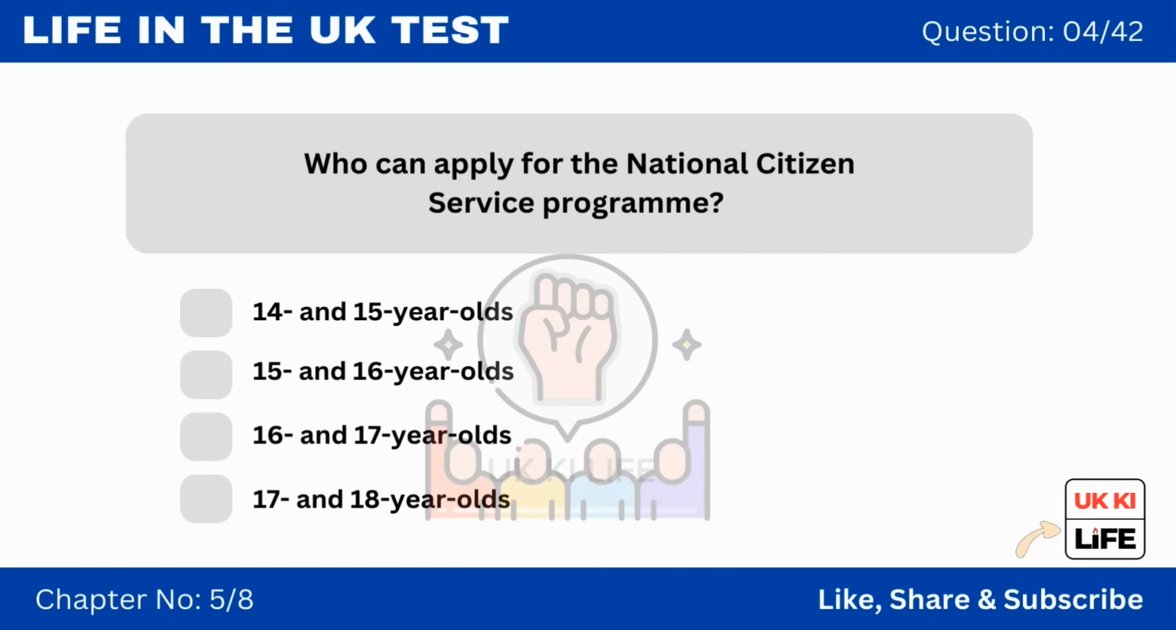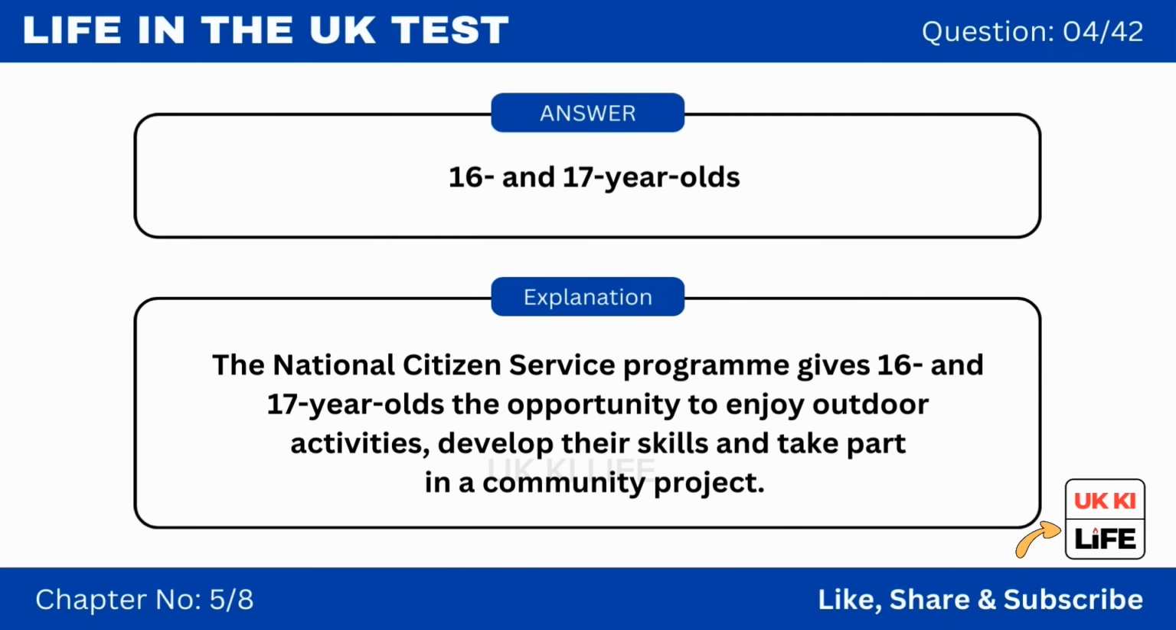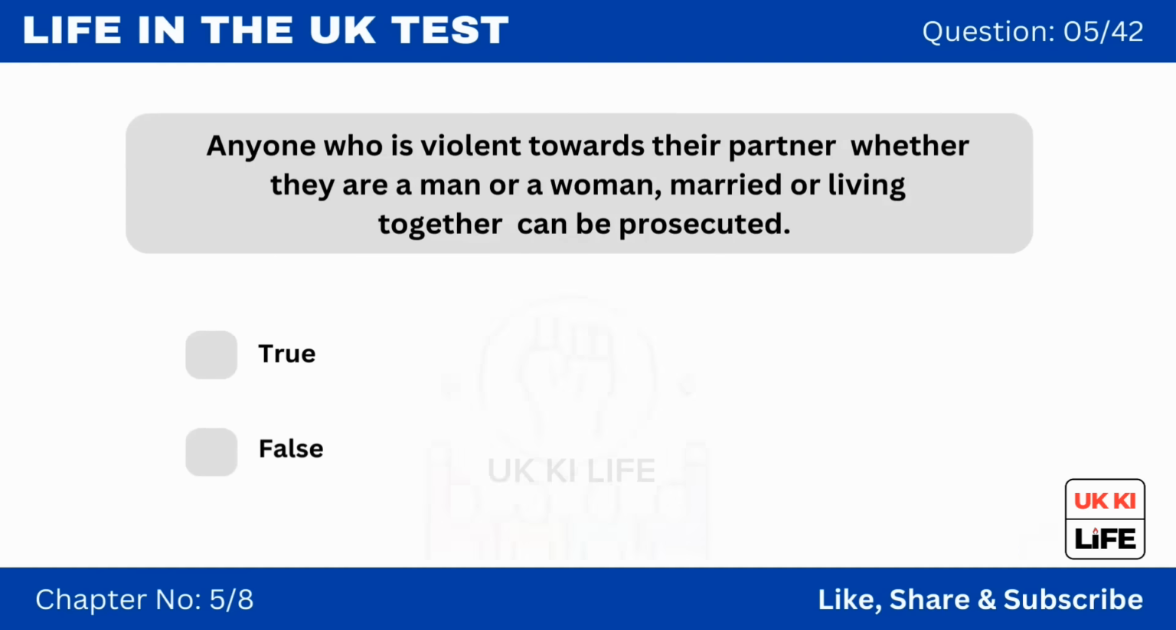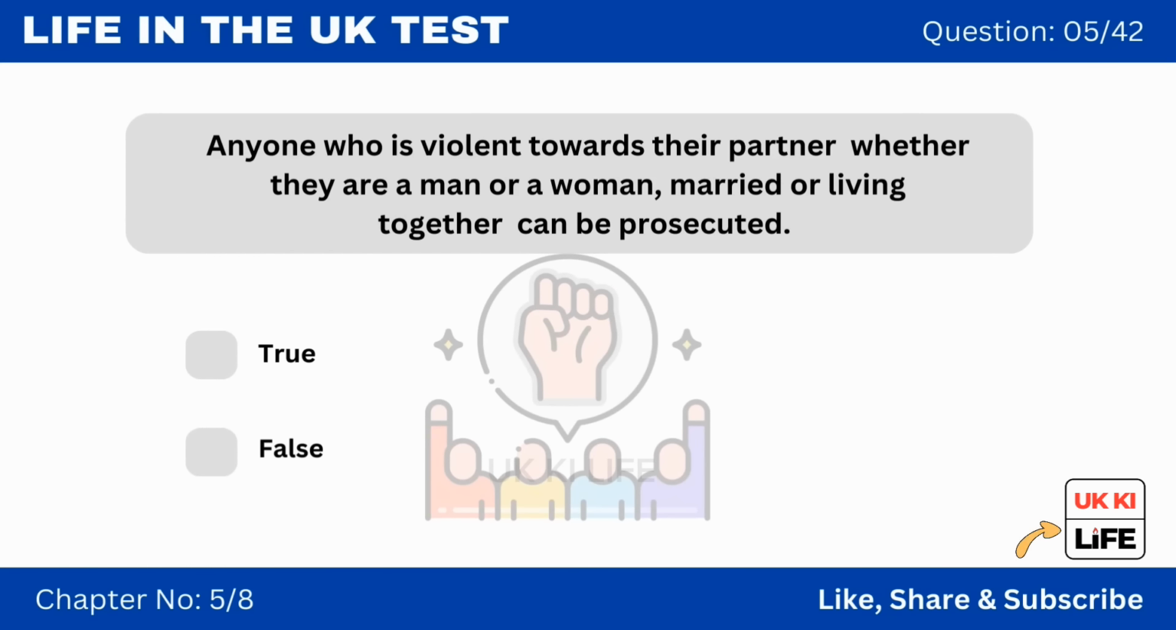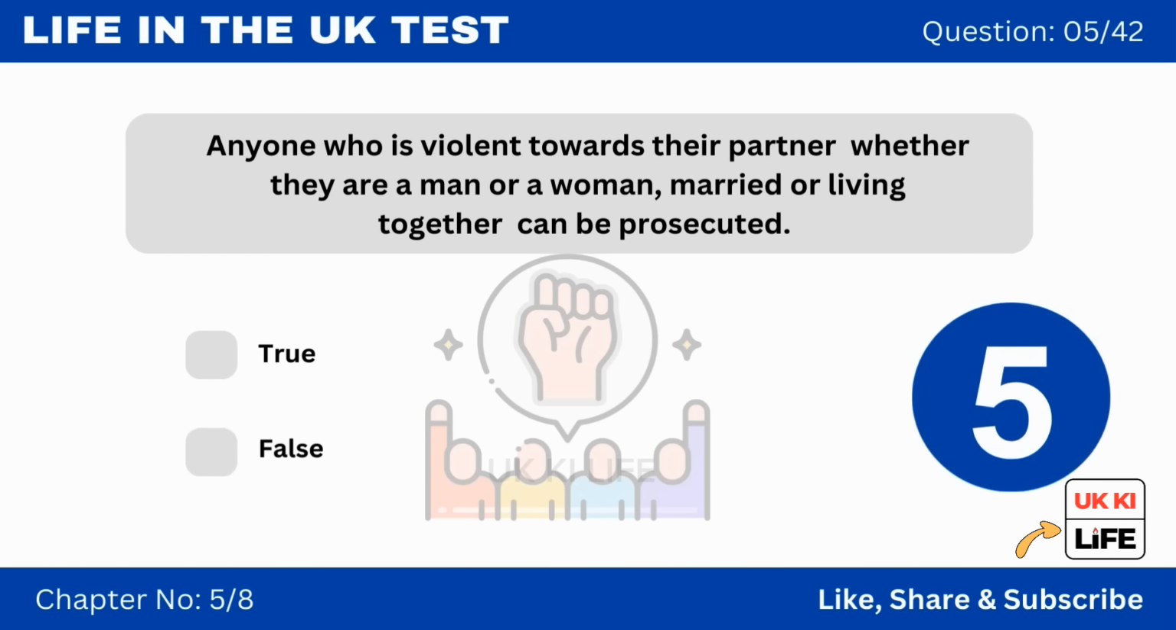The correct option is C. Explanation. The National Citizen Service Programme gives 16 and 17-year-olds the opportunity to enjoy outdoor activities, develop their skills and take part in a community project. Question 5. Anyone who is violent towards their partner, whether they are a man or a woman, married or living together, can be prosecuted. True. False.